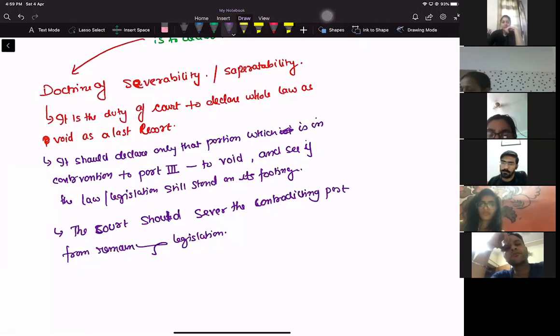Your last resort will be to declare the complete law void. वो last resort कब आता है? जब वो provision इतना important, vital, इतना pivotal है कि अगर उसको हटा भी देंगे, तब हटाने के बाद वो law stand ही नहीं कर पाए. तब. So this is known as doctrine of severability.